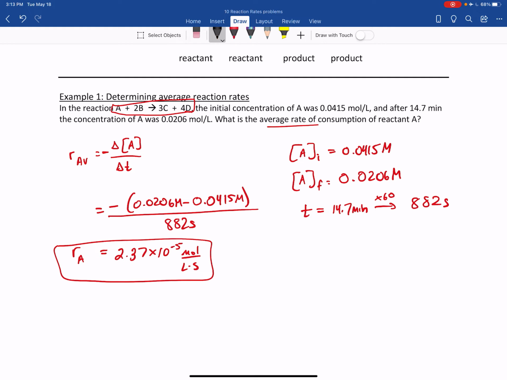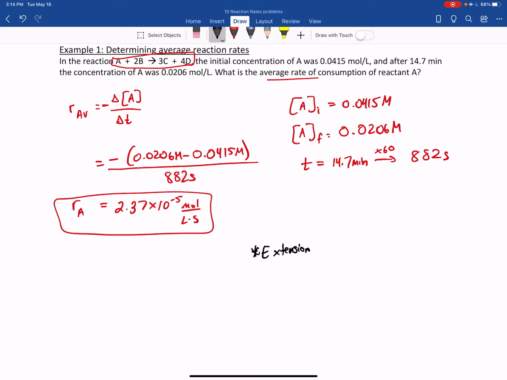Now, just as a little extension, looking at the mole ratio. If we look at A and B, B has a coefficient of 2 in front of it. A has a coefficient of 1. So if the rates are proportional to the mole ratios, that means the rate of B is going to be 2 times the rate of A.